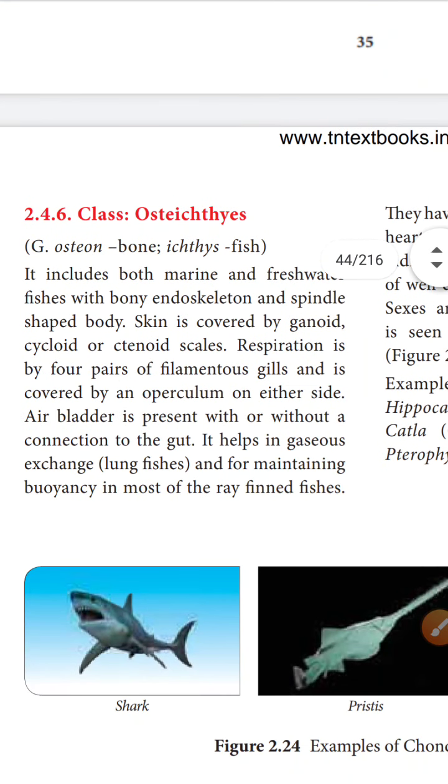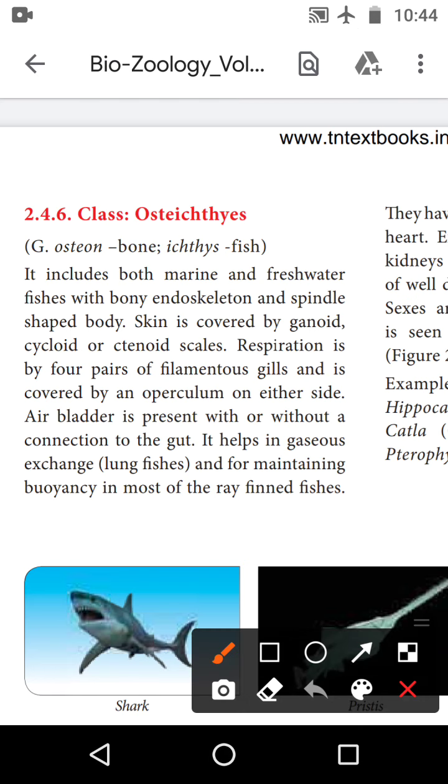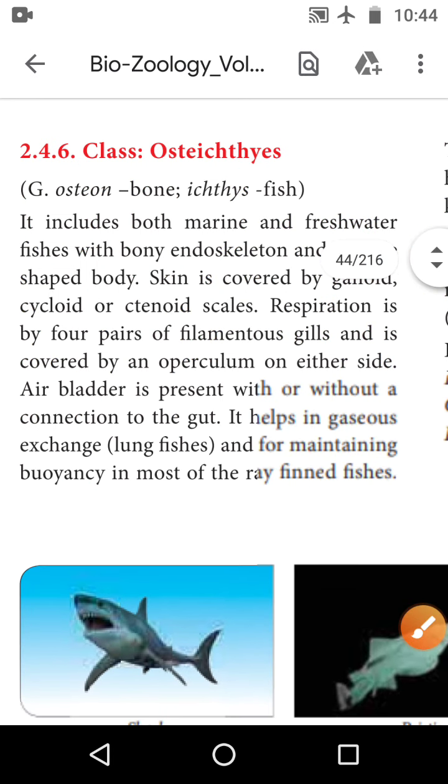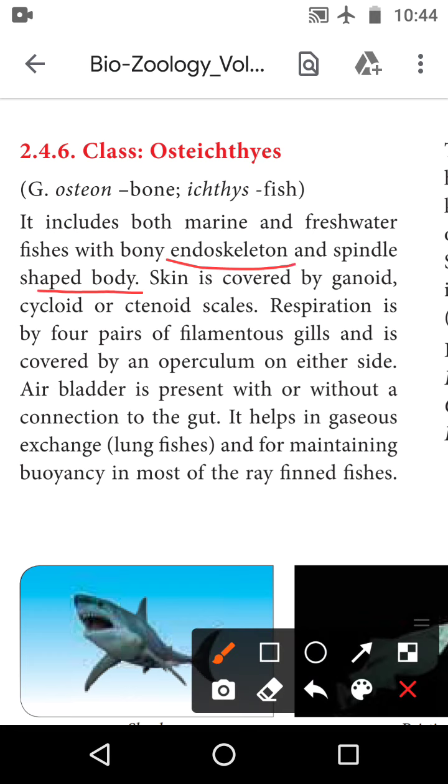Okay, next one is the Osteichthyes. It is the bony fish. What is meant by bony fish? They include both marine and freshwater fish with a bony endoskeleton. Endoskeleton means the skeletal system inside. The skin is covered by ganoid, cycloid and ctenoid scales.